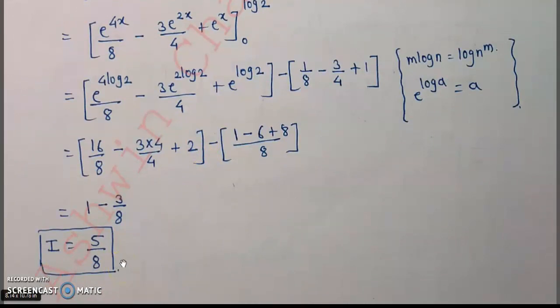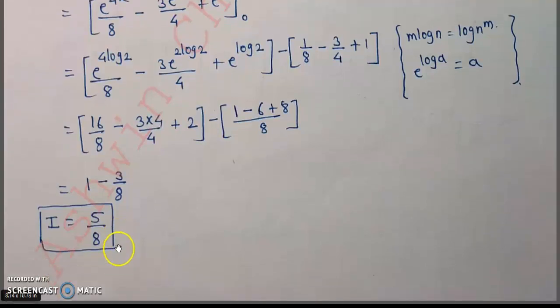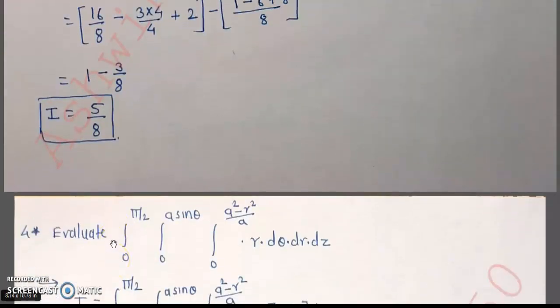So very important example to understand triple integral and its order of integration. Okay. Now we have one example on polar. Evaluate integral from 0 to pi by 2. So obviously when limits are in terms of angle, it must be limits of theta. Okay. Then integral from 0 to a sine theta. Then integral from 0 to a square minus r square upon a, r d theta, dr and dz. So three variables theta, r and z are here.